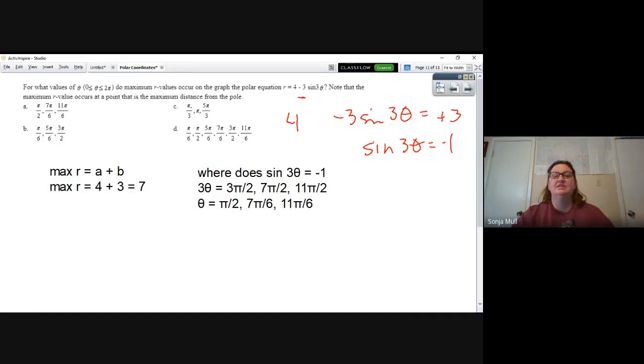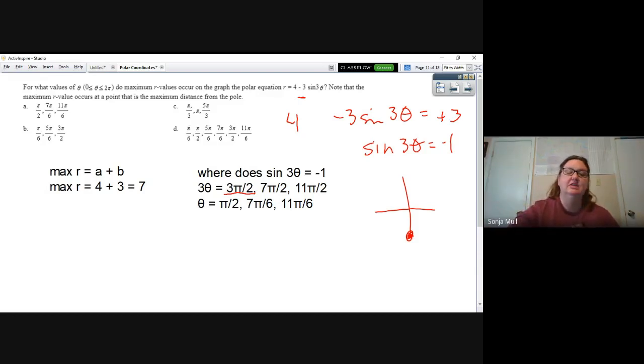So where does the sine of 3 theta equal -1? The sine is -1 at 3 pi over 2. Think about your unit circle, so that's down here at 3 pi over 2. So why did I put 2 more values here in my angles? So here's my 3 pi over 2. Where did I get these other 2?